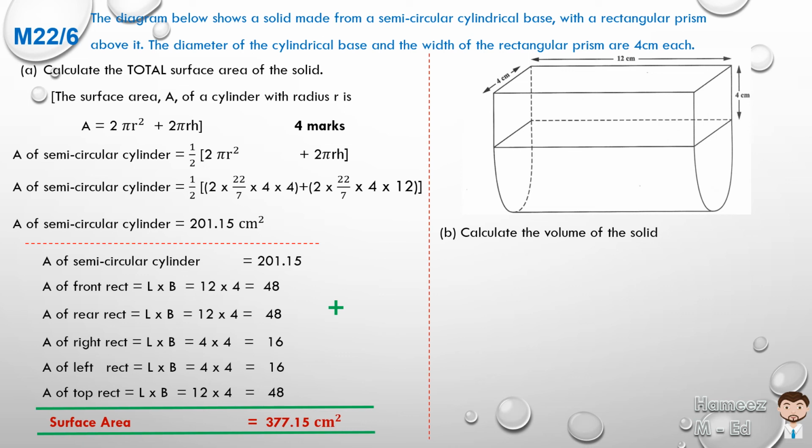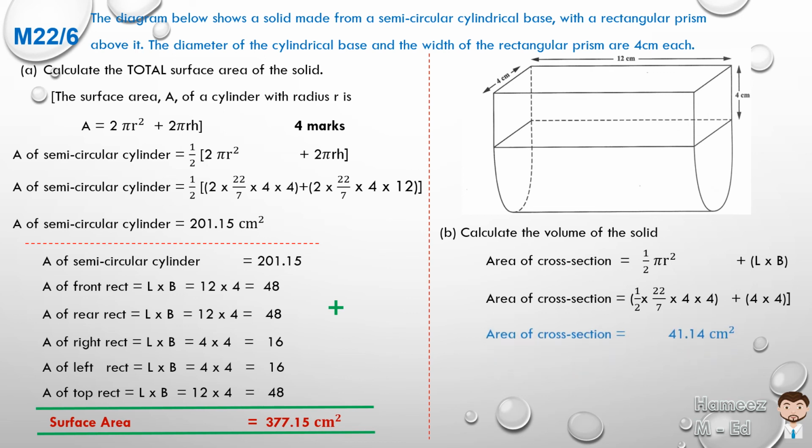If we look on the right-hand side at that cross-section, we have half a circle at the base. So that will be half of the area of a circle, half pi r squared, plus a rectangle, length by breadth. And if we substitute, it will be a half times 22 over 7 times 4 times 4, plus length by breadth is 4 by 4. And that works out to be, using our calculators, 41.14 centimeters squared. So that's the area of the cross-section.